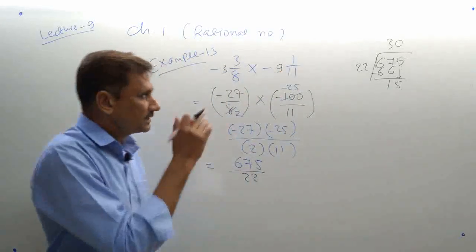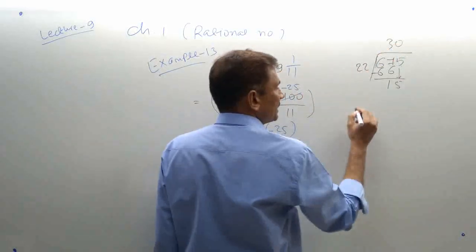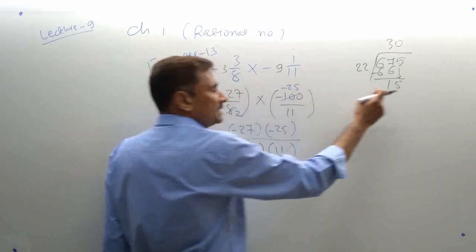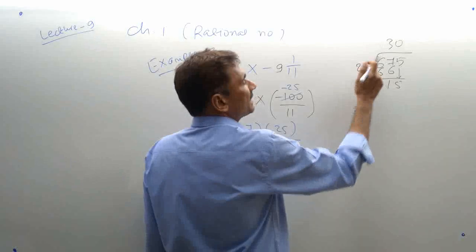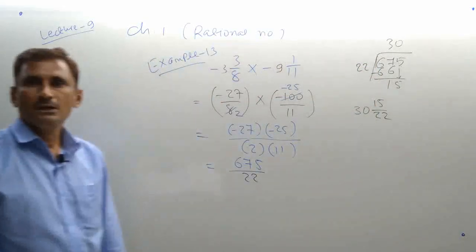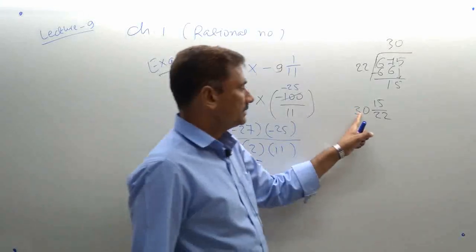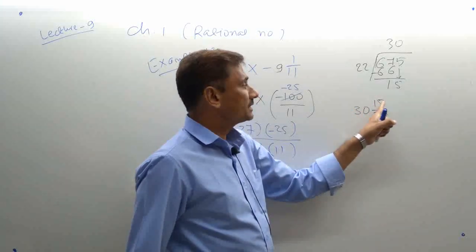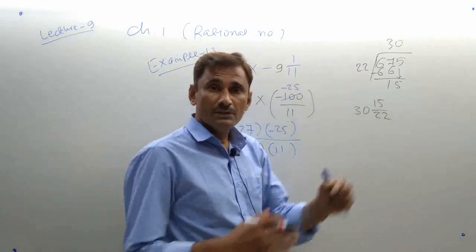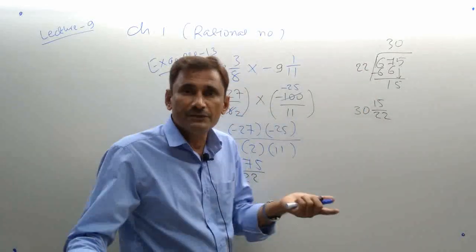So how to write it in mixed fraction? 30 is an integer. Quotient is an integer. Now we still need to divide 15 by 22. So write down quotient, then fraction, remainder upon divisor. This is called divisor. Divisor means what? The number by which we are going to divide.